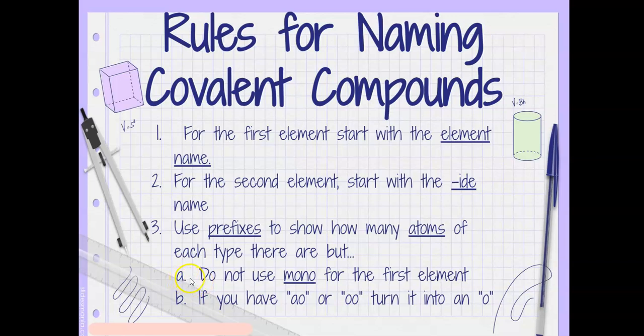First of all, do not use the word mono as a prefix for the first element. You can use it as the second. Think carbon monoxide: it has one oxygen, so we use it for the second word. And then if you have "ao" or "oo", you're going to turn it into just a single o. So in our example, carbon monoxide, you're not saying "mono-oxide", you're just saying monoxide. The double o turns into a single o.